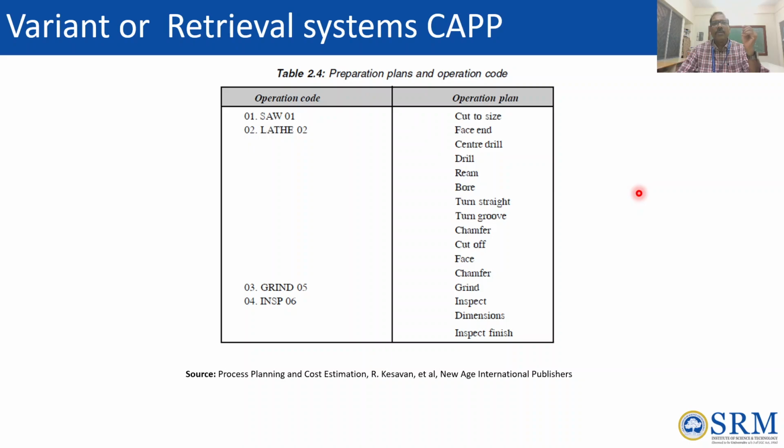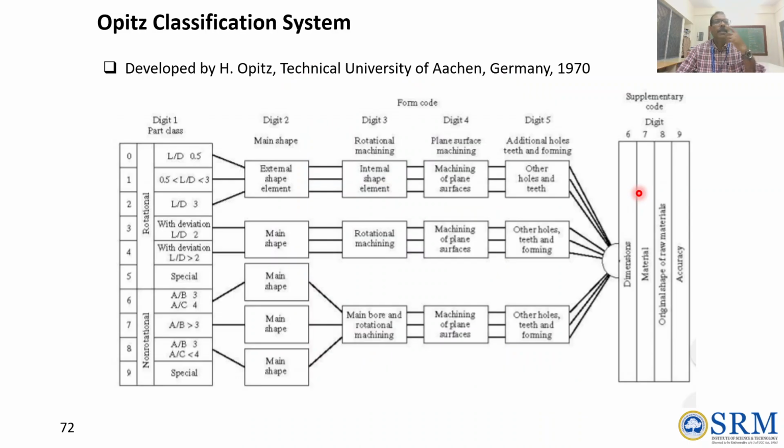Then the coding operation mode: 01 means saw operation, lathe machine, grinding. Various operations are there with operation codes. For the operation plan, we need to prepare the operation code, and these operation codes will be useful for retrieving it. So this is one example of a group technology coding system.